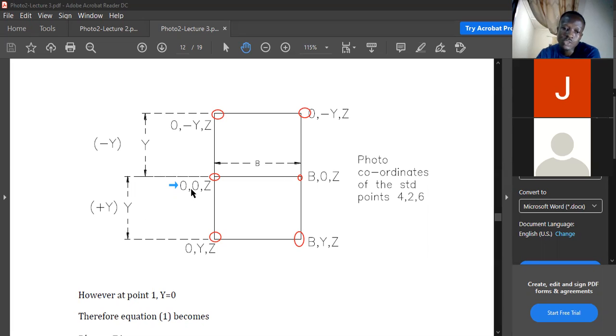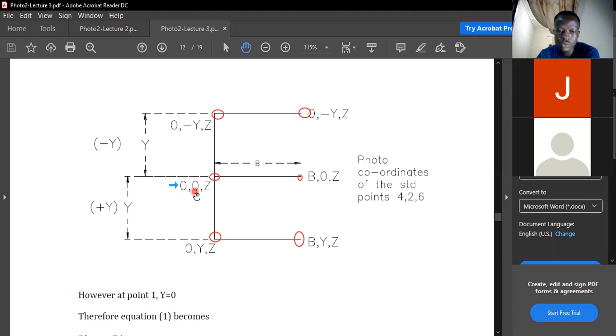So x, y, z. Yes, let me just get my spotlight. This is x, this is y, this is z. So to move in the right direction, x will become 0 plus b. Then we get b, 0, z. I want you to just understand this diagram. Like I said, I'm not going to bore you with the derivations and all that.